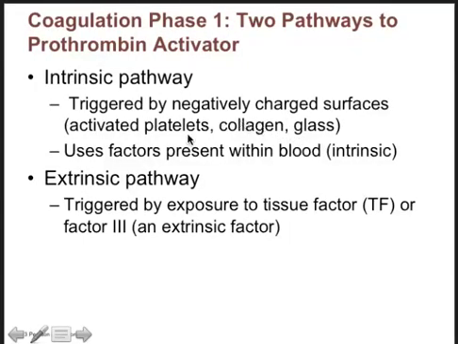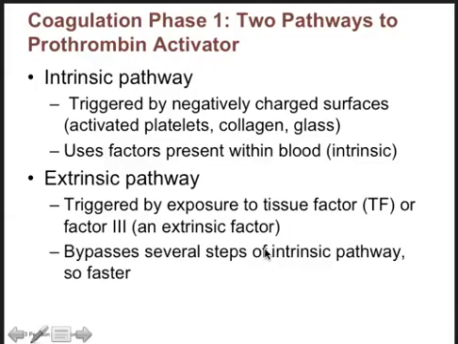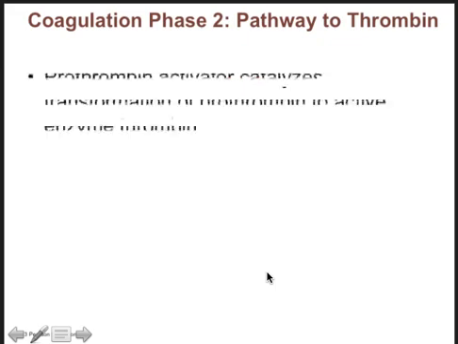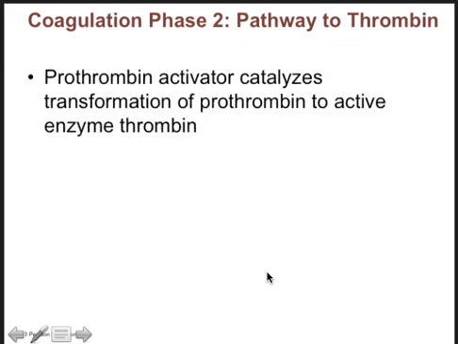The extrinsic pathway is triggered by exposure to tissue factor or factor 3. It bypasses several steps of the intrinsic pathway, so it ends up actually being a quicker way to generate a clot. Prothrombin activator catalyzes the transformation of prothrombin to the active enzyme thrombin.